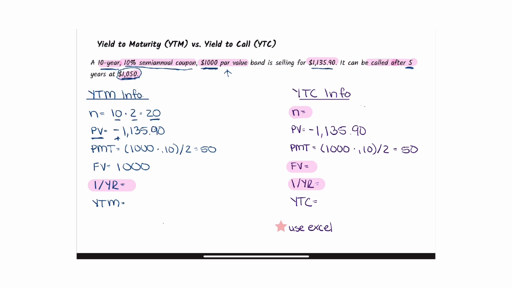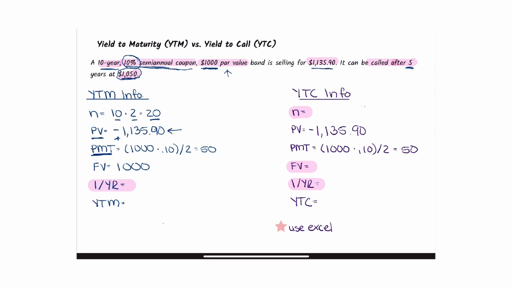It's selling for $1,135.90. So this is what you would buy it for. So that's the present value of the bond. And that is what we just calculated in the previous problem. We calculated the present value. In this case, the present value is higher than the par value, right? So the price of the bond is greater than the par value of $1,000. Next, we have our coupon payment. Our coupon rate is 10%, and it's semi-annual.